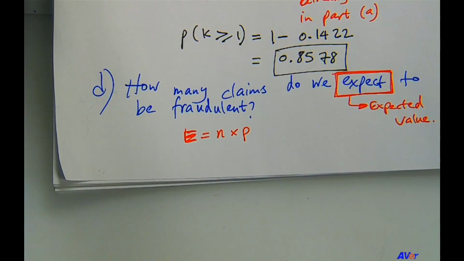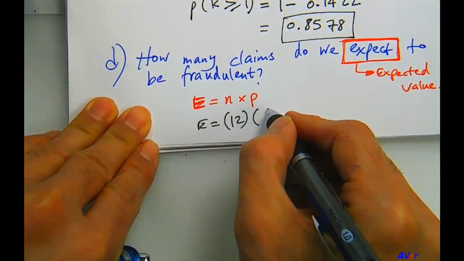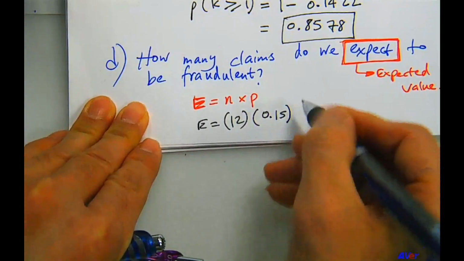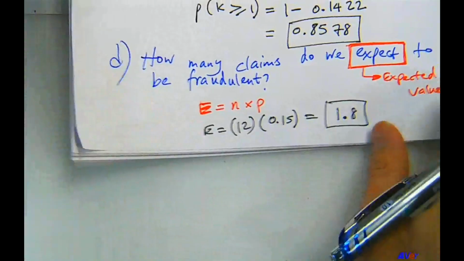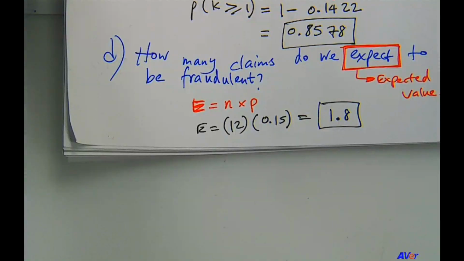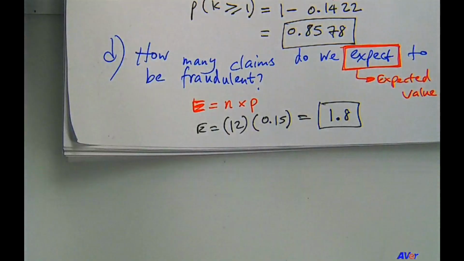Okay, so let's plug in these values. For n, we know it's 12. P, we know it was 15%, or 0.15. So multiplying, we get 1.8. Every time I talk about this where people are present in the classroom, I always get a question: how can you get 1.8 claims involving fraud? Should we round this up to 2 at least? I say no. With expected value, quite often you get decimal values like this, where it's not a whole number. It's fine. We're not going to round this up. You just leave the answer as is, as the expected value.